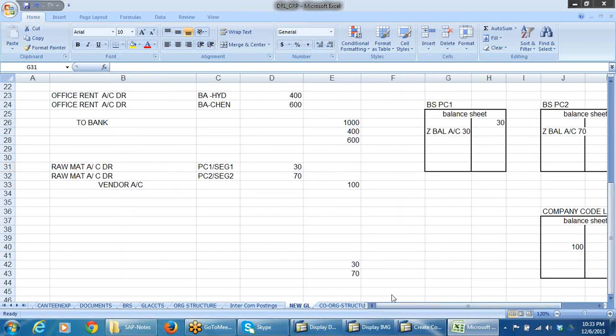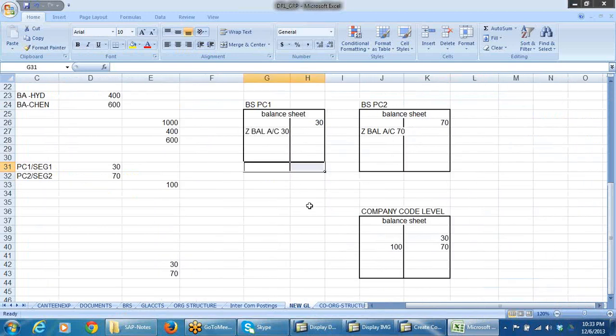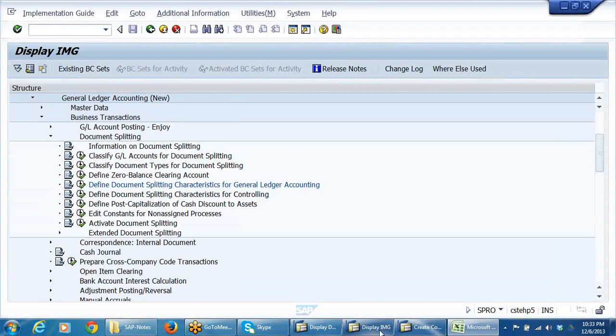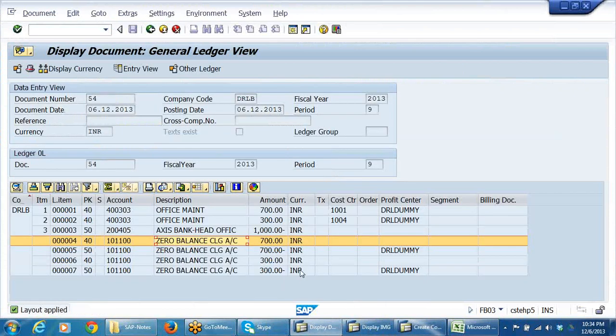So here my purpose is that the document should get split as per business area wise, profit center wise or segment wise. Now you got what is the purpose of document splitting. The system cannot split and put only one side. When you split a debit, there should be a credit. For each line item, the system creates one debit, one credit. If you split here into three, here also it will get split into three.